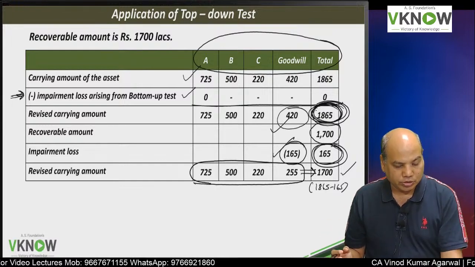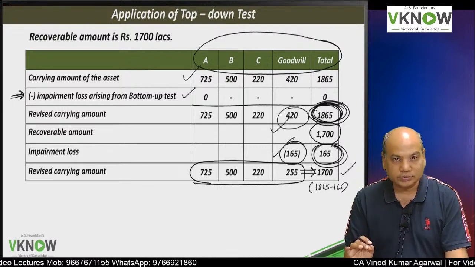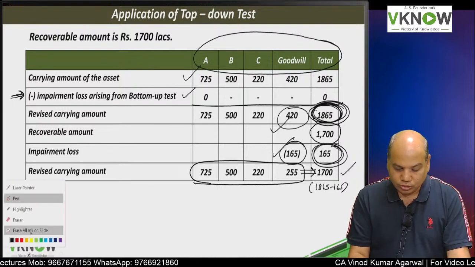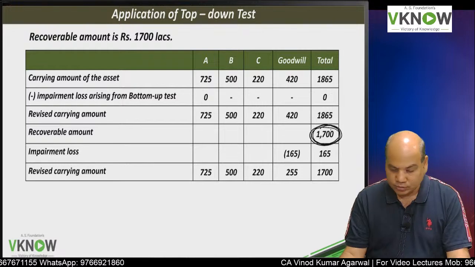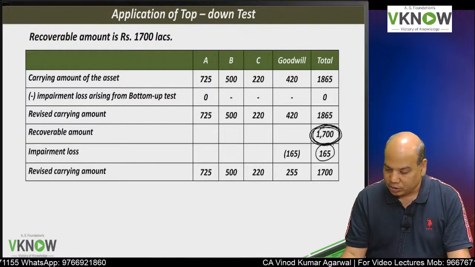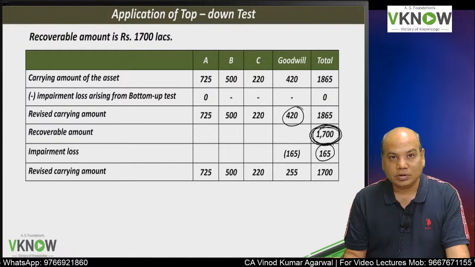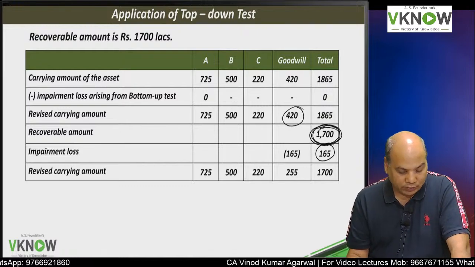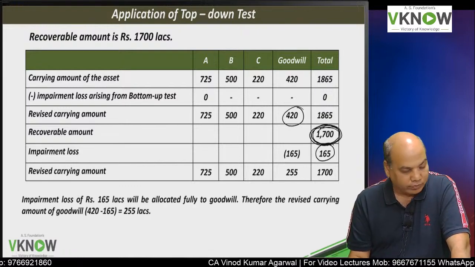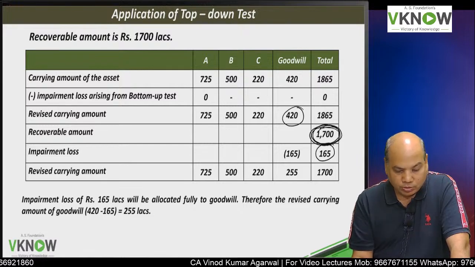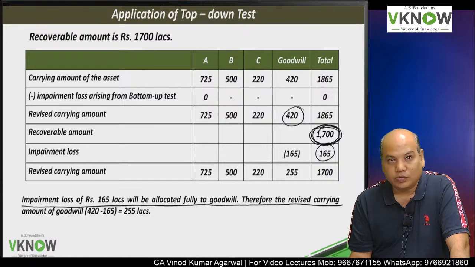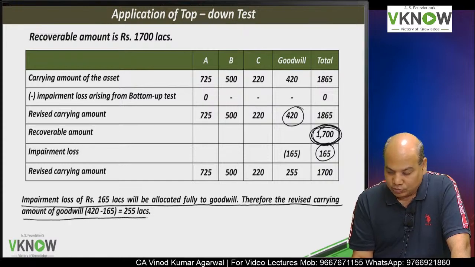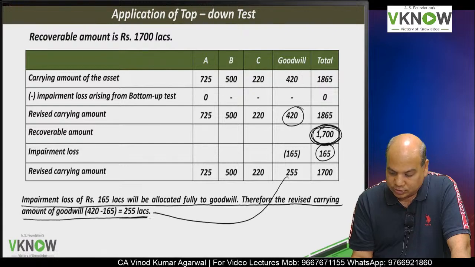So these were the questions on goodwill, but the student has a query: what if the impairment loss is more than 420? How do we do it? Let us take one hypothetical situation. First, there is a note in your book: impairment loss of 165 will be fully allocated to goodwill, therefore the revised carrying amount of goodwill is 255 lakh. That is the same thing.